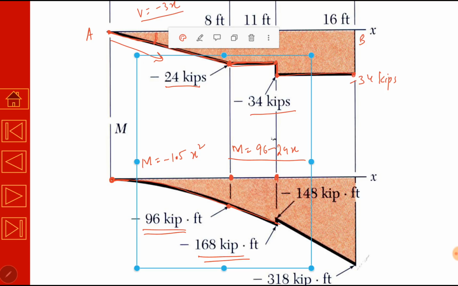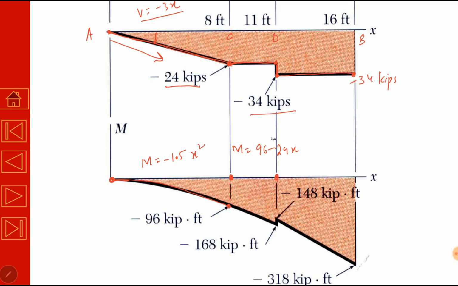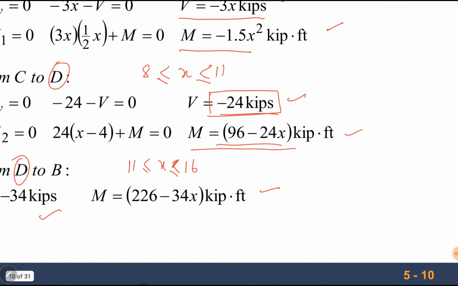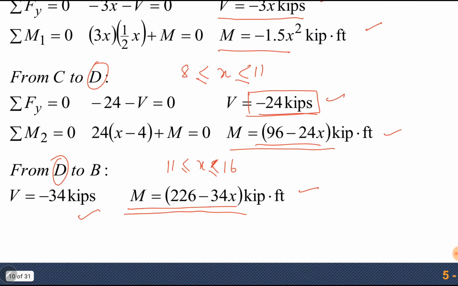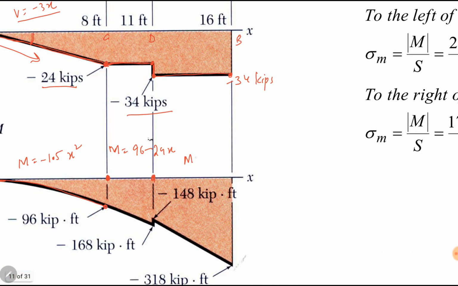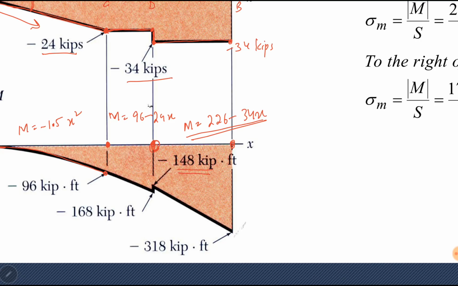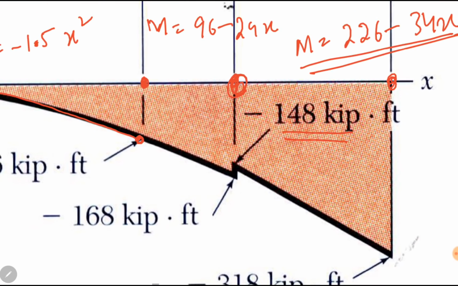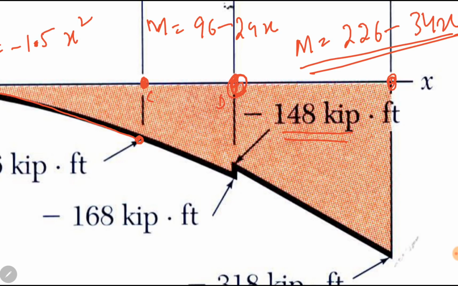Okay. Now, between point D and B, the expression of bending moment function is 226 minus 34x. Now put x equal to 11 feet for point D and x equal to 16 feet for point B. When we put x equal to 11 in this expression, we will get moment equal to minus 148 kilopound feet. Now you can see at point D, there are two values of moment. In section CD, in this expression, if we put x equal to 11, we are getting moment at point D equal to minus 168 kilopound feet.